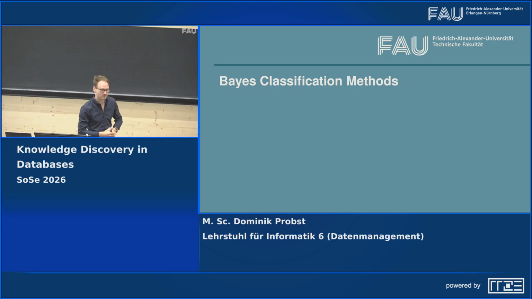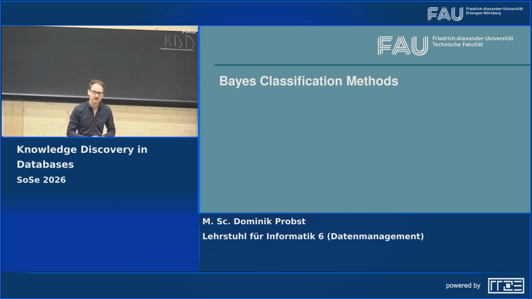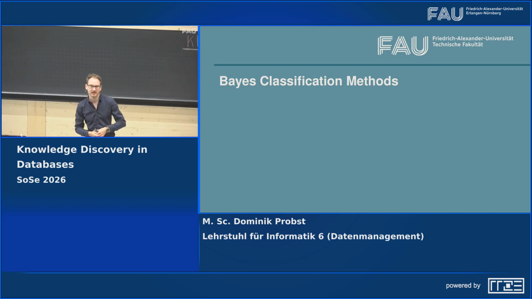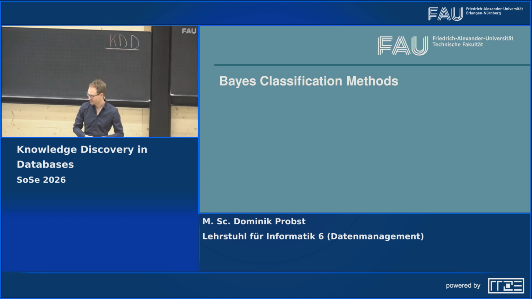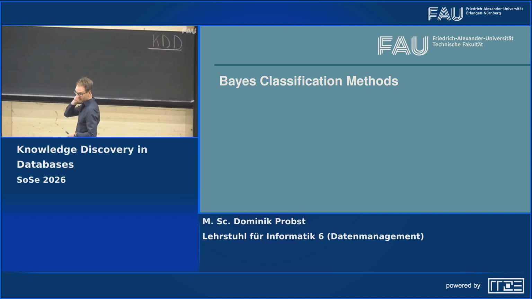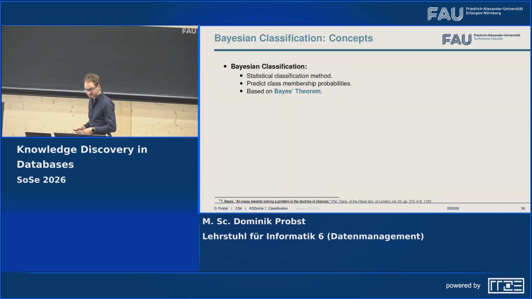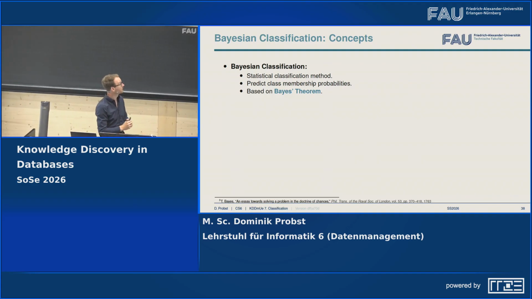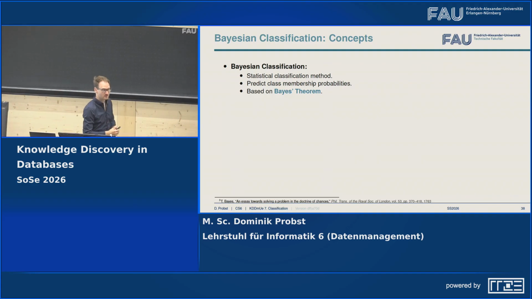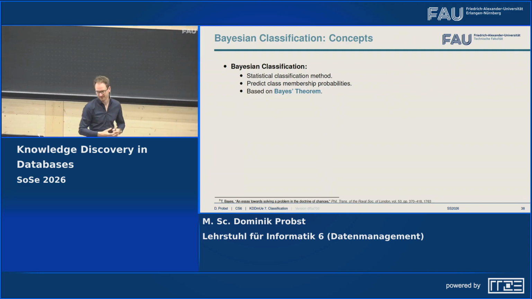Are there any questions regarding the first chapter, the first two chapters? So decision tree induction and rule-based classification. Okay, then we can get to the next big chapter, the Bayesian classification methods. The Bayesian classification is a statistical classification method. So we are using statistics to try to predict the classes.